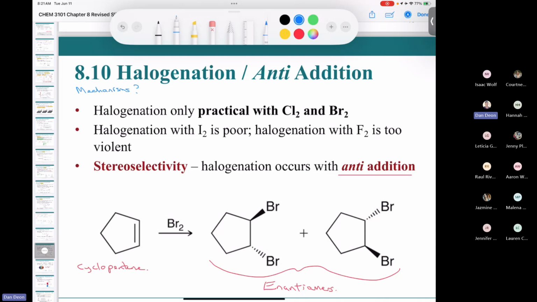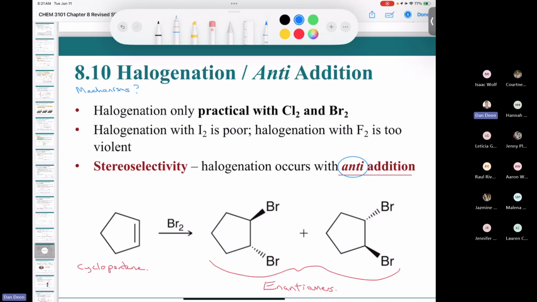How do we prove mechanisms? You can't actually watch the electrons move around and things like that. Well, it's a deep subject, studying how we know mechanisms. However, in section 8.10, the author of the textbook tries to provide you with a little bit of information about the mechanism of bromination or chlorination, and he tries to give you a rationale as to why anti-addition occurs.